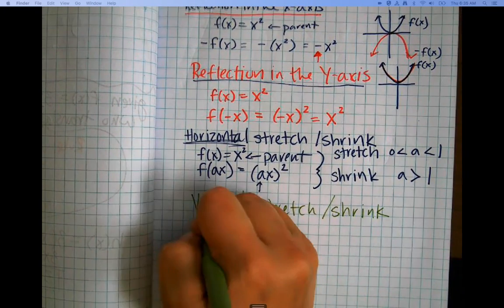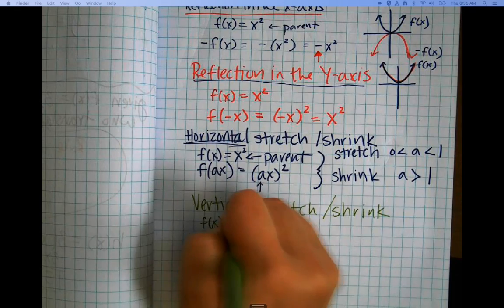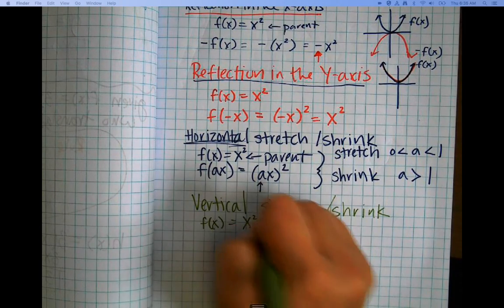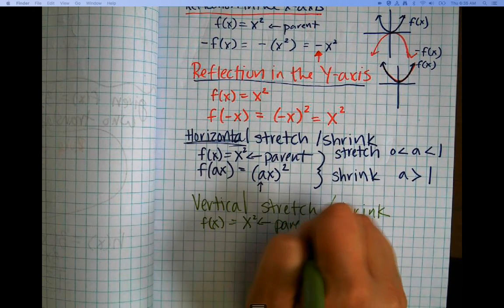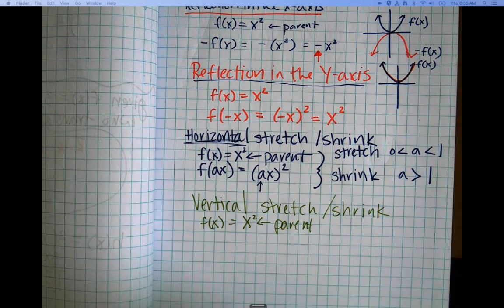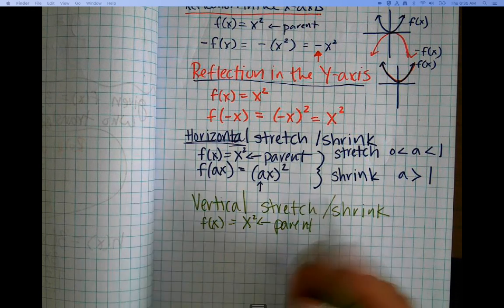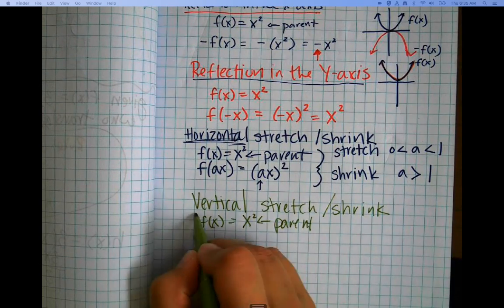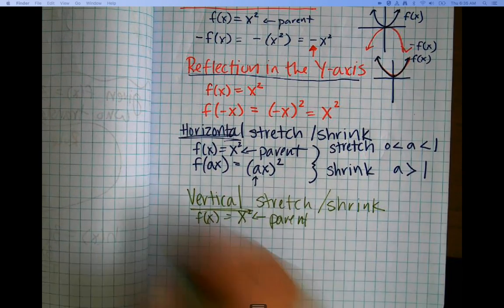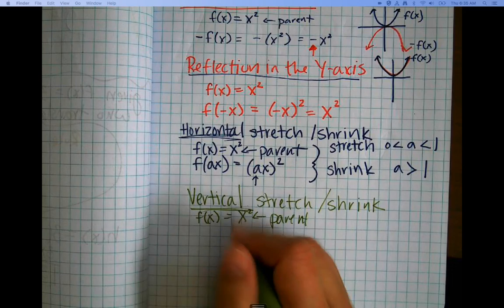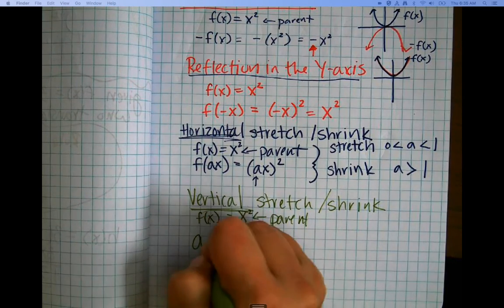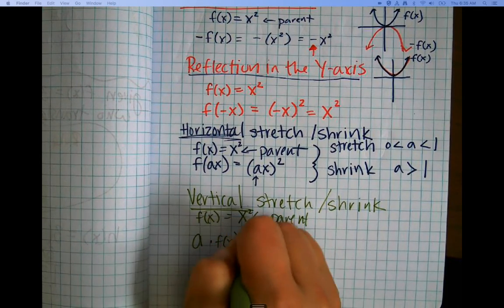stretch or shrink, again, if we have f of x equals x squared, which is the parent, and eventually we will compare these to two different graphs. But right now everything is based off the parent. Oh wait, hold on. Let me finish writing the function. Sorry, I'm getting ahead of myself. Remember, vertical is a times f of x.